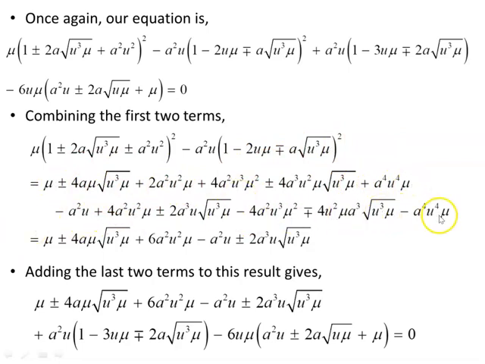Write them all out, and then watch carefully, because things are going to cancel. For instance, you've only got a single mu here, so that will carry on down to the final line. But this plus a to the 4 u to the 4 times mu will cancel this minus a to the 4 u to the 4 times mu, so that's straightforward. This one here, 4a squared u cubed mu squared minus 4a squared u cubed mu squared, they cancel, they're gone.